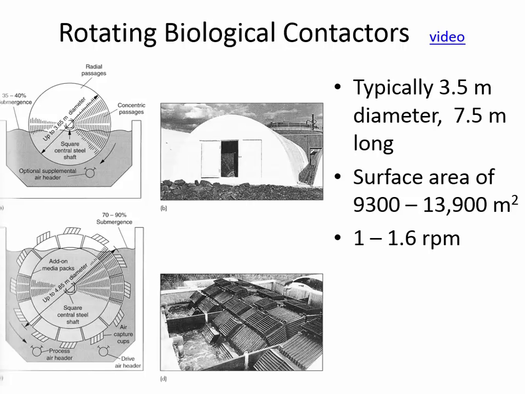Okay. Another kind of attached growth is something called a rotating biological contactor. And so an RBC, as it's also known, takes kind of a unique approach. It says instead of pumping the water to the top of a trickling filter, wouldn't it be more electricity efficient if we rotated a wheel through the water? That way you're not having to pump the water anywhere. You just put the water in a tank and then you rotate this circular wheel. It's going to use very little electricity to rotate the wheel.